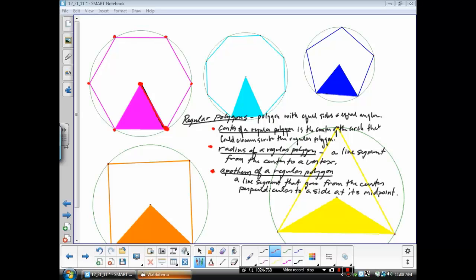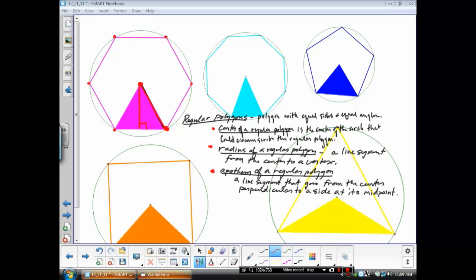The third definition under regular polygon is the apothem. The apothem, A-P-O-T-H-E-M. The apothem of the regular polygon is a segment that is drawn from the center perpendicular to the opposite side. So it goes from the center to the midpoint of the opposite side. These are always isosceles triangles. The perpendicular is going to be the angle bisector and the perpendicular bisector of that side.